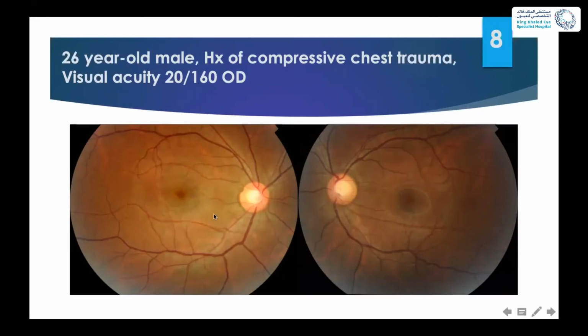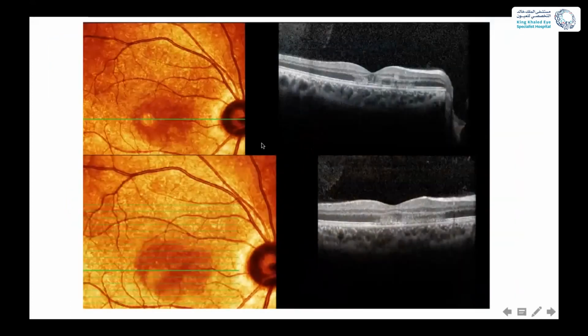And you can see this is the fundus photo of both eyes. You can see the right eye there is abnormal macular reflex, but in the left eye it seems normal. And you can see this is the OCT, but different cuts of the right eye. You can see here there is hyperreflectivity at the level of the outer nuclear layer and outer plexiform layer.